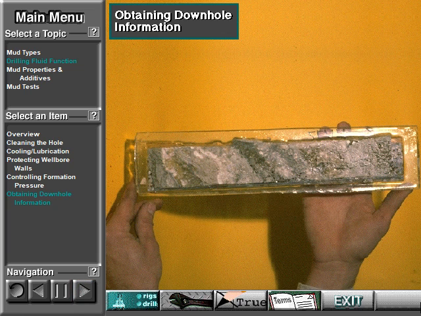Mud is also used to obtain information about formations downhole. Mud loggers, by examining cuttings at the surface, can gather important information about the formation being drilled and the conditions downhole.